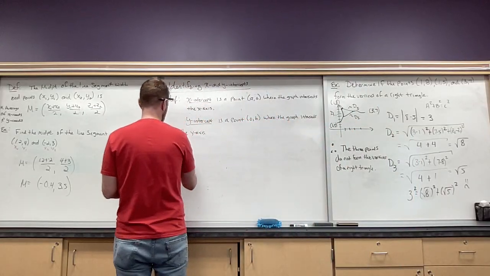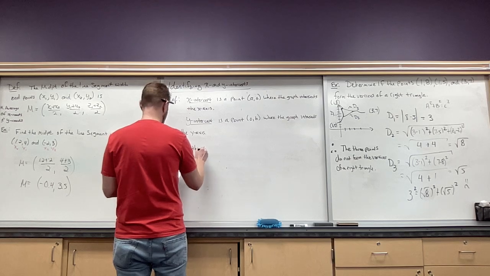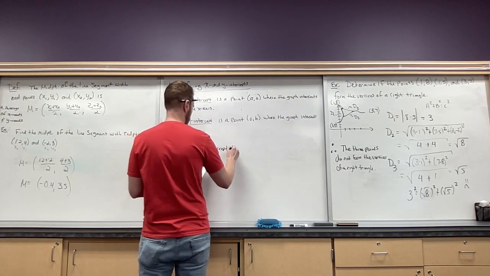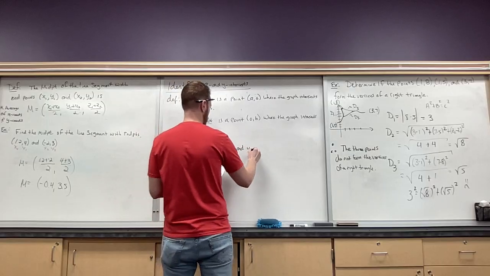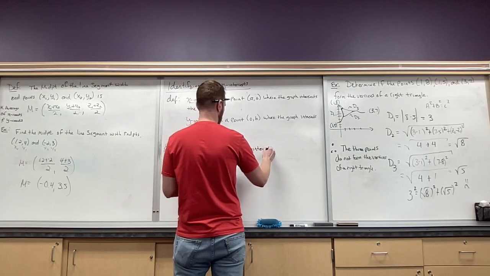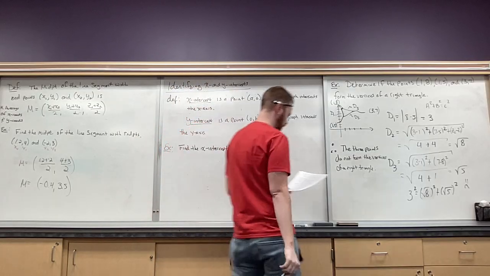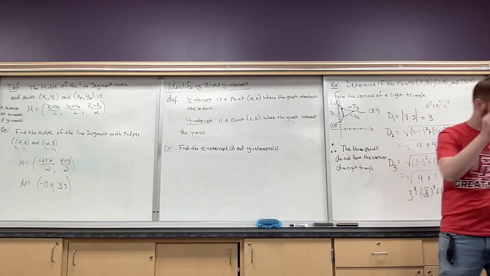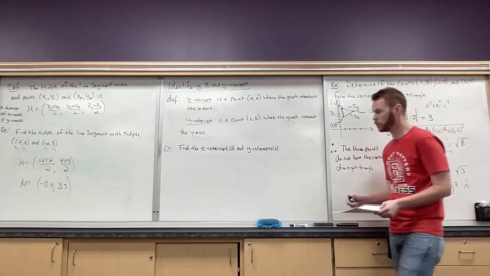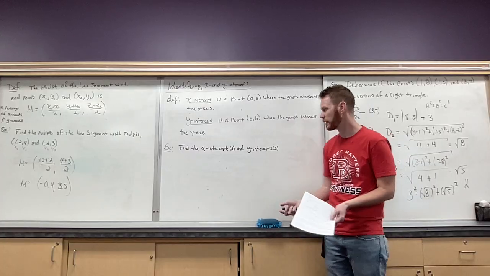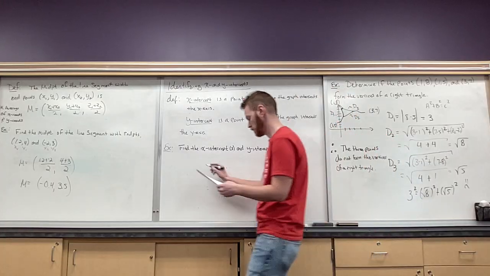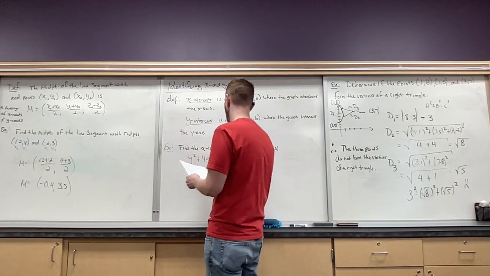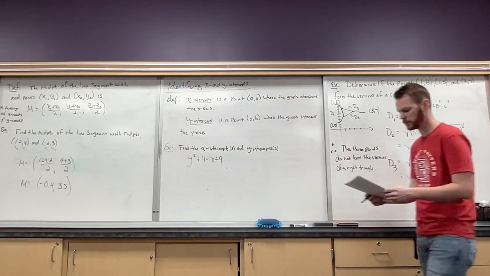So let's find the x-intercept(s) and y-intercept(s). Now the reason why the s is in parentheses, well, that's because it could be 1, could be more than 1, right? Just depends. So here's our equation. Okay, find the x and y intercepts of this guy.